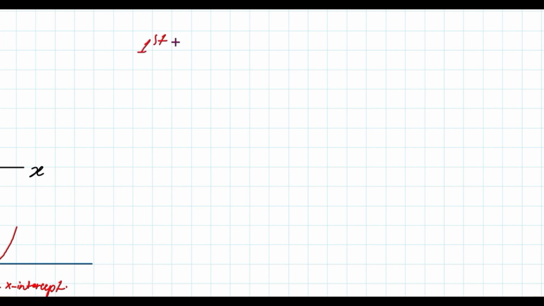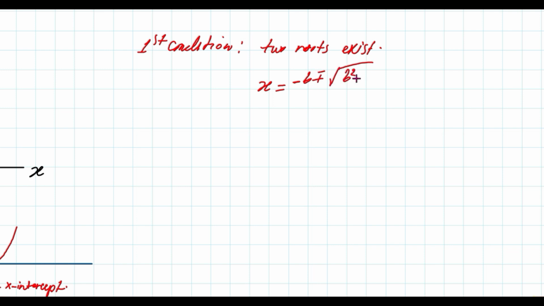The first condition is it's possible to have two roots. Two roots exist. That means there are two solutions for the quadratic equation. That means when you say x equals minus b plus or minus the square root of b squared minus 4ac, divided by 2a, as long as we have two roots, we need to consider the positive and negative side of this formula. It means the term inside the square root, which is called the discriminant term, must be positive.